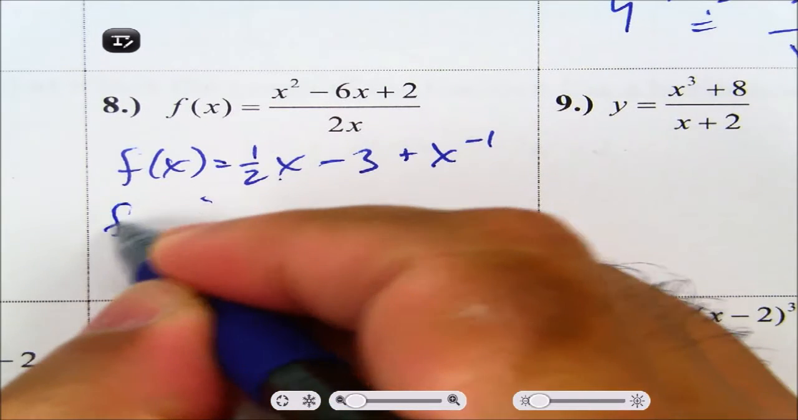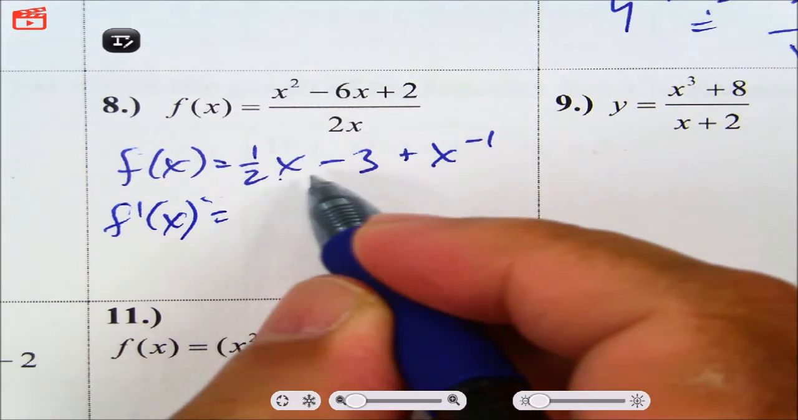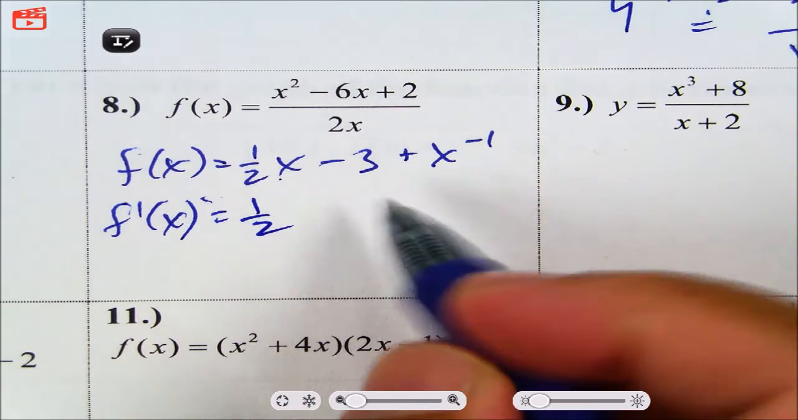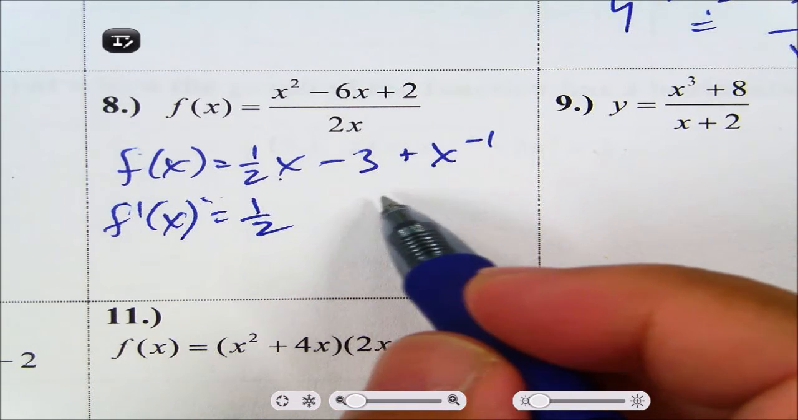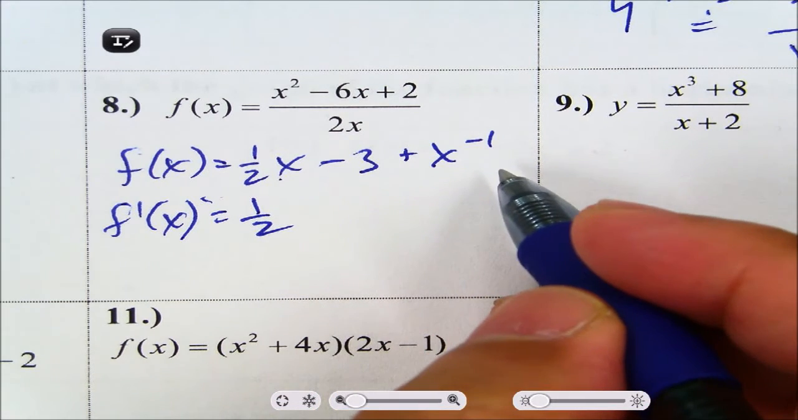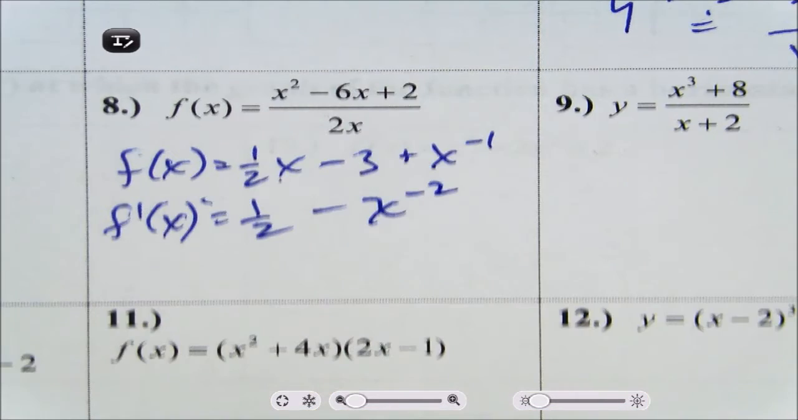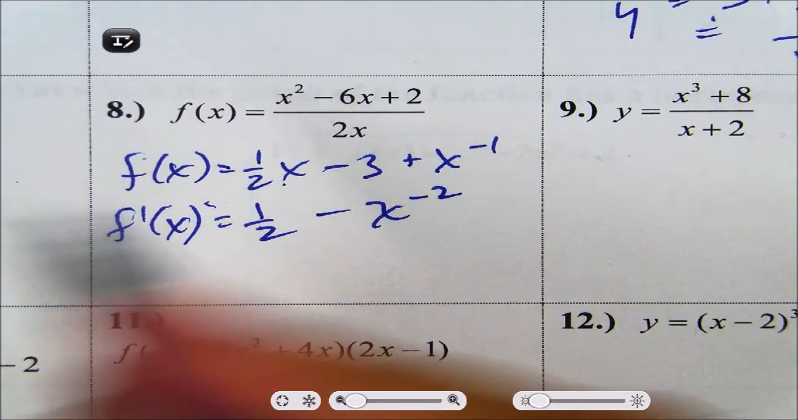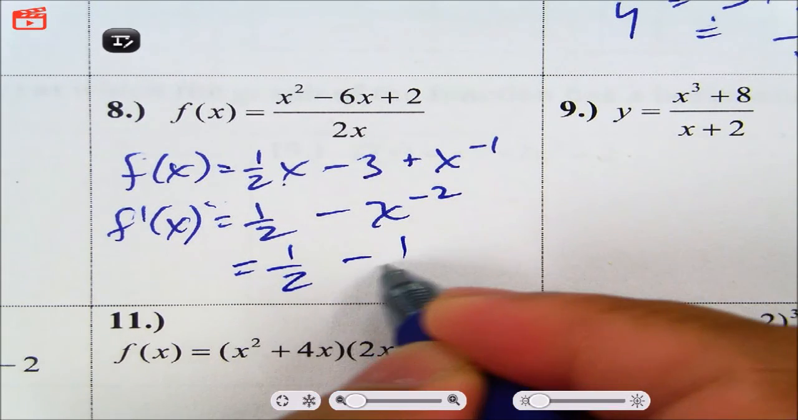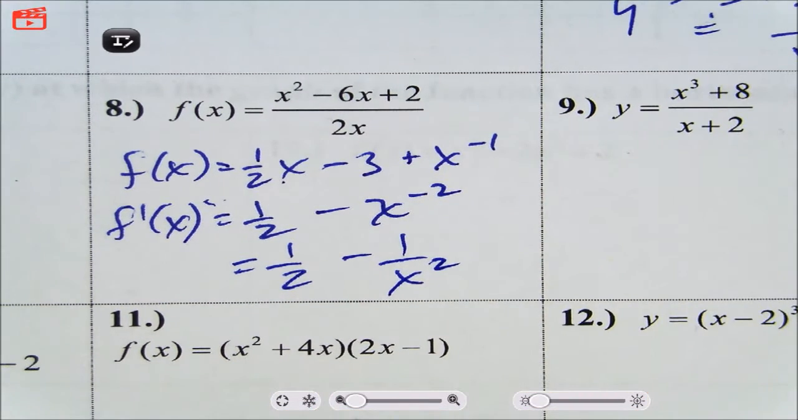Now I'll take the derivative. Derivative of 1/2 x is 1/2. Derivative of minus 3 is 0 because it's a constant. And then the derivative of x to the negative 1 is minus x to the negative 2. And you can leave it like that or change it to positive exponents. That'll be 1 over x squared. Nothing else changes. Yes? Why are we subtracting the x minus the negatives?